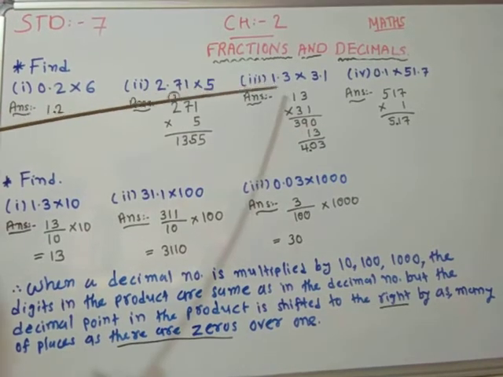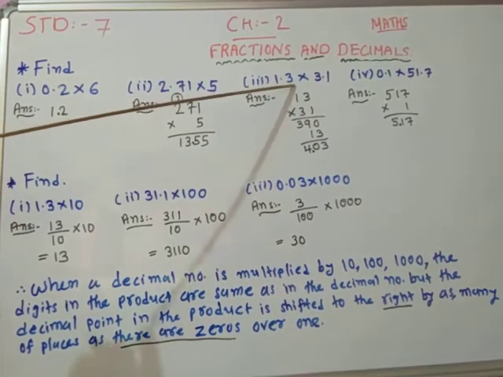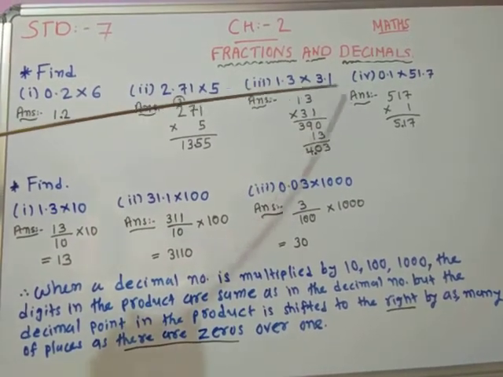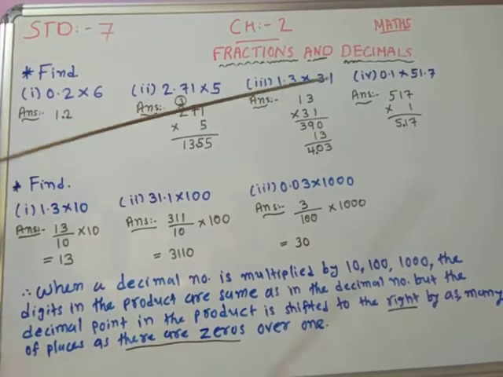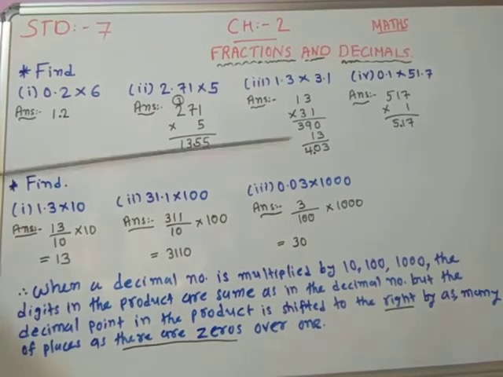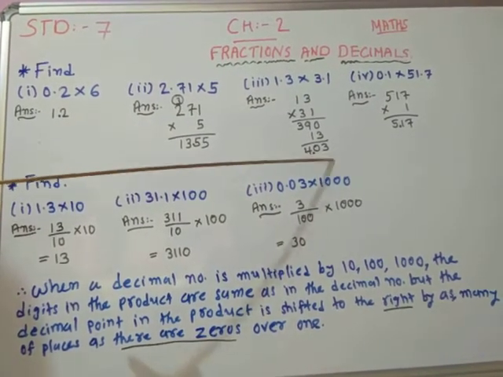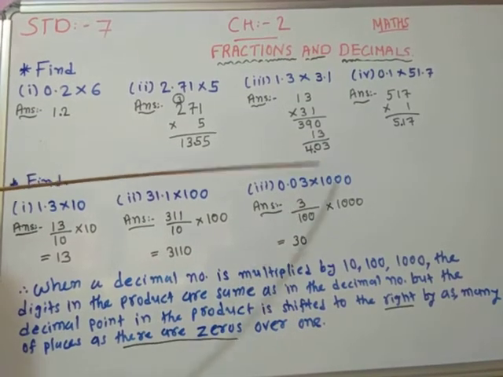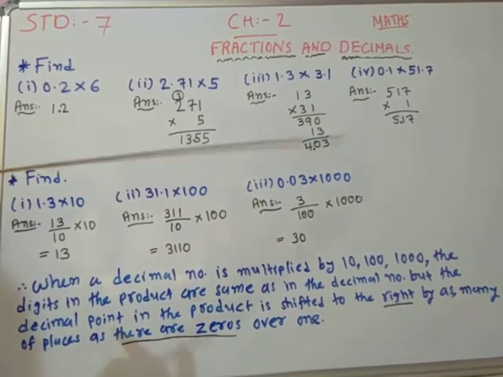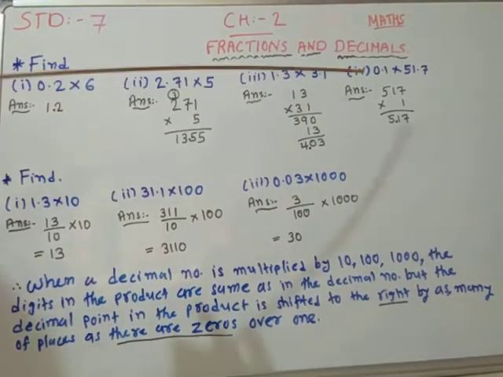Now let us check the number. After the point there is 1 digit. Here also after the point there is 1 digit. So 1 plus 1 is equal to 2 digits. So from the right hand side you have to count the 2 digits and put the point there. So it's 4.03. Now let's take another example.